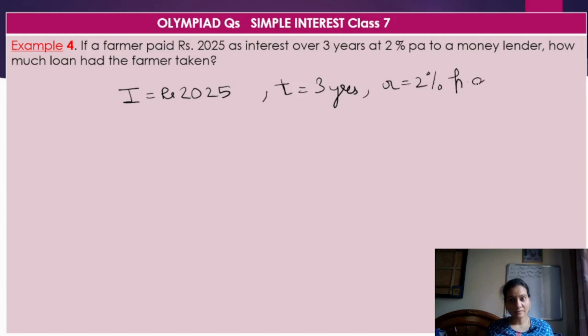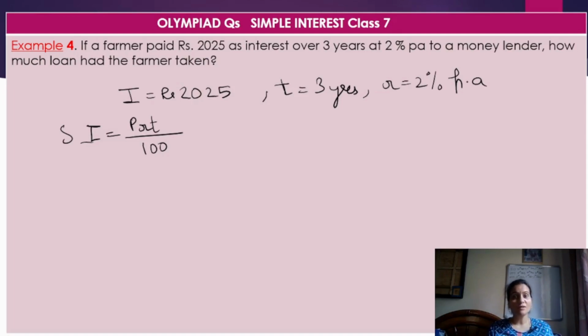What is missing? What do we not know out of these? We know simple interest is equal to principal into rate into time by 100. So principal हमें नहीं पता. So what is this loan actually? Farmer ने borrow किया है. He was in need of money. He borrowed some amount from the money lender. So that is the loan. So loan means do not think something else.